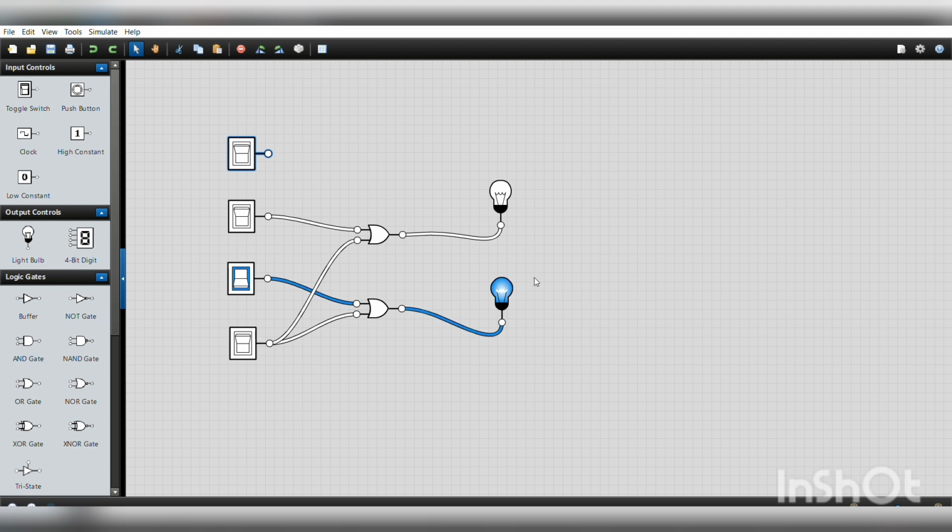So your A is 1, your B is 0. And when your E3 is 1, your A is 1 and B is 1. This is the implementation of a 4 to 2 encoder. Now let us see the implementation of 2 to 4 decoder.